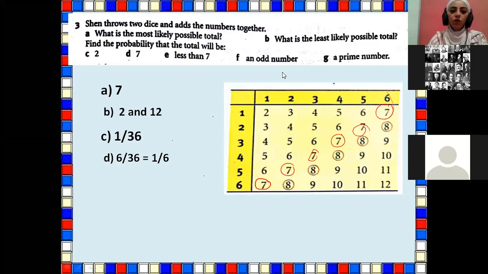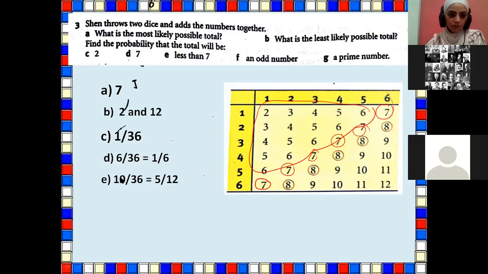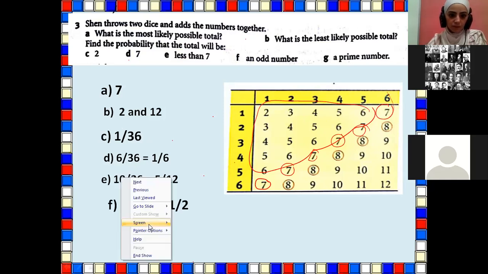Excellent. 15 over 36. The sums that are less than 7 are these numbers. How many sums are there? 15. Let me count: 1, 2, 3, 4, 5, 6, 7, 8, 9, 10, 11, 12, 13, 14. Yes, it's 15. So this is my mistake here. This one is supposed to be 15.